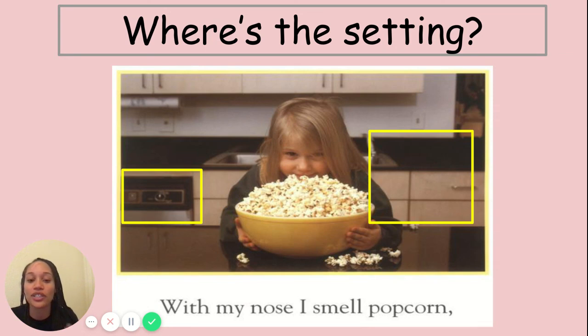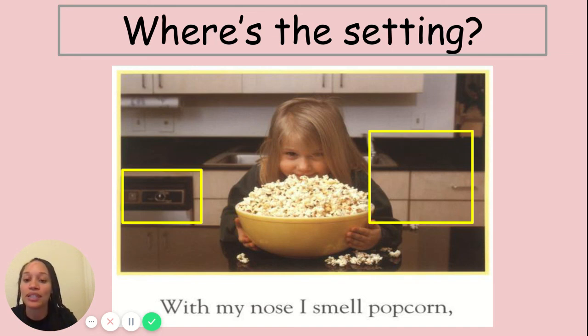Good job. Our character is using their sense of smell to smell the popcorn. What is another sense that our character can be using to enjoy the popcorn? Got their sense of touch when they pick up the popcorn. And what else? Yep, their sense of taste when they taste the popcorn. Good job.